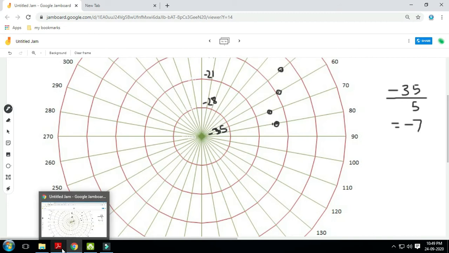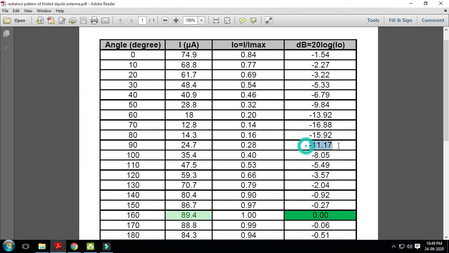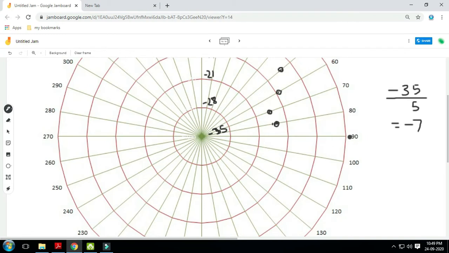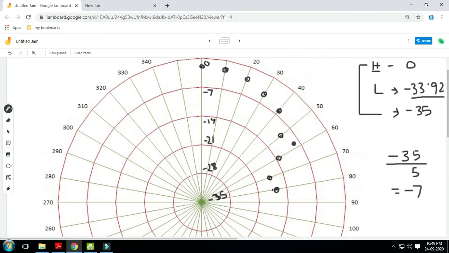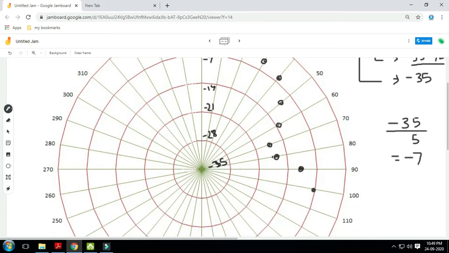Then at 90-degree, minus 11.17. So at 90-degree, 11.17, where is 11? So it is between minus 7 and minus 14. So it is between this red line and this red line. Now the midpoint of minus 7 and minus 14 is 7, 8, 9, 10. So this midpoint is minus 10.5. Now our reading is 11.17. So it is after 10. So 11.17 you can put here. Okay, and then 100 degree.